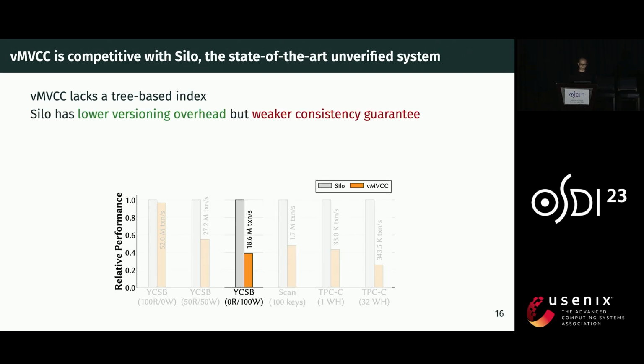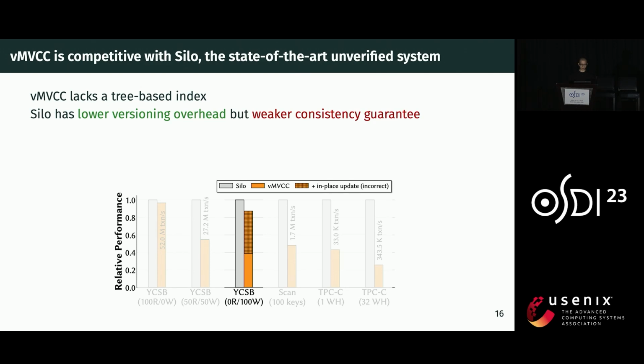The second reason is Silo's lower versioning overhead. Silo's design creates a new version only every 1 second, whereas vMVCC creates a new version for each write. On the other hand, because of that design choice, Silo does not guarantee that its read-only transactions are linearizable. This means that read-only transactions can return stale results. In contrast, for vMVCC, a read-only transaction is simply a normal linearizable transaction that does not write anything.